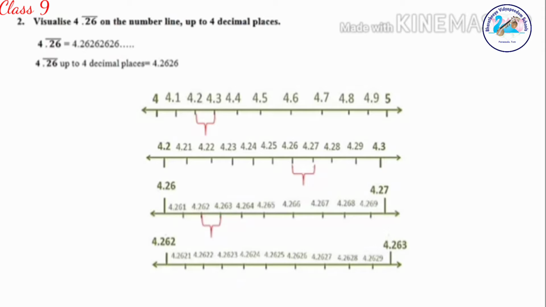Next, we have to check 4.2626. Where is the position of 4.2626? From the diagram it is quite clear. 4.2626 is visible here. So this is the position of 4.2626. Let's mark it. So the position of 4.2626 is finally found.